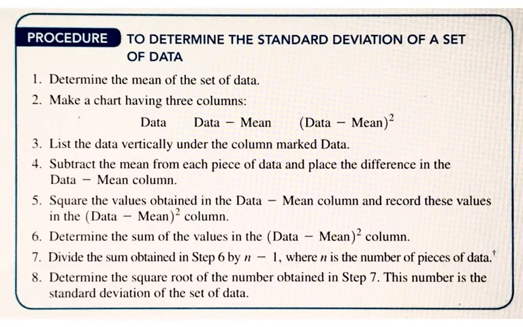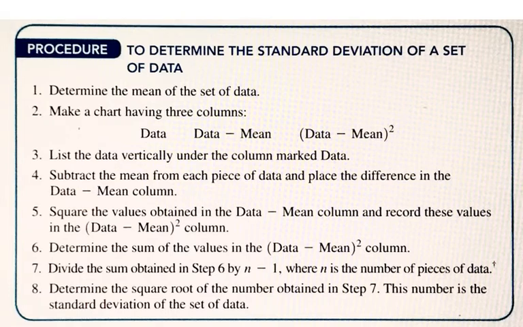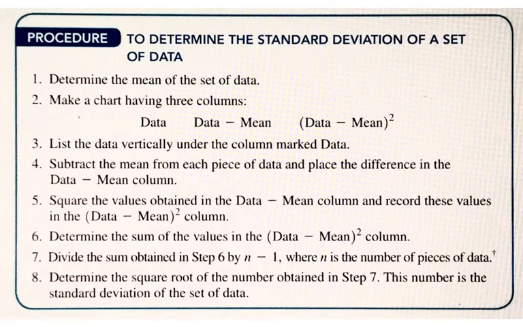Here is the list of the procedure from the book in order to find the standard deviation of a set of data. There's a very long formula that represents this, but if you follow these steps, you'll have a better way to figure out the standard deviation without having to memorize a large formula. So the first thing we want to do is determine the mean of the set of data. That means we find x bar.